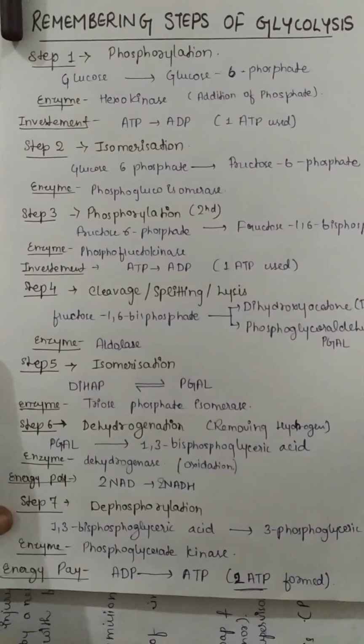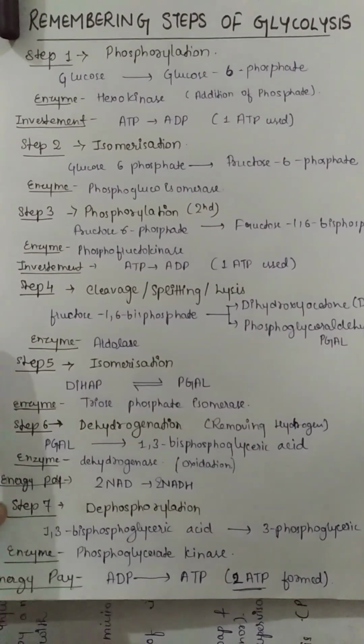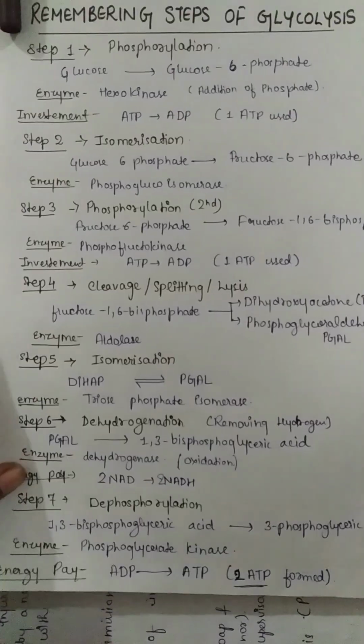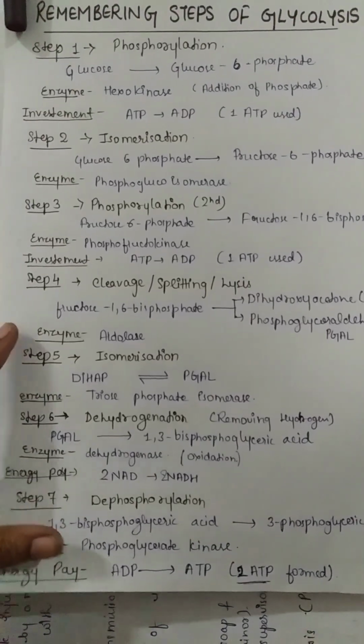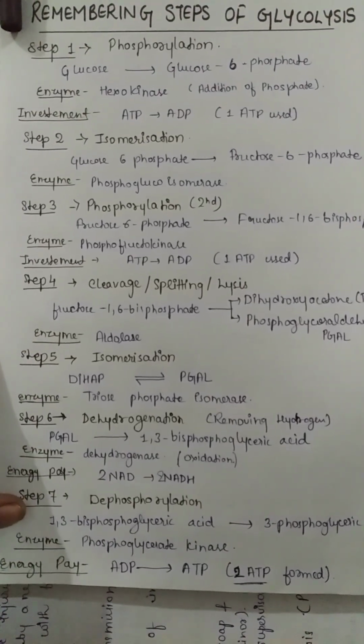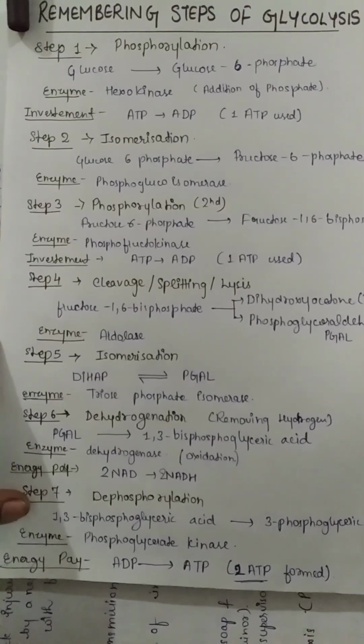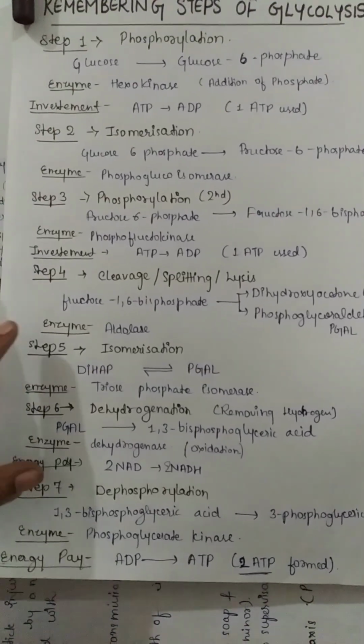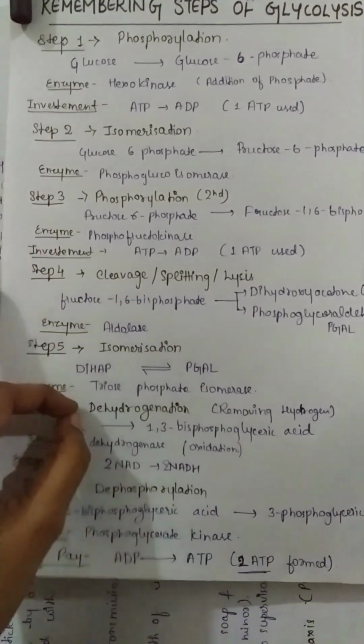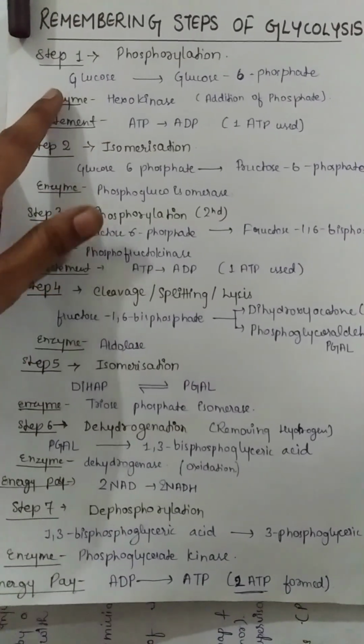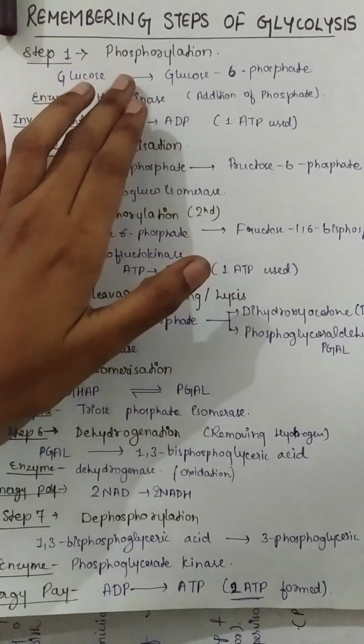In this video, we are just going to remember the steps of glycolysis. As we know, there are a total of 10 steps of glycolysis. So, we are just going to remember each and every step thoroughly. The first step is phosphorylation.